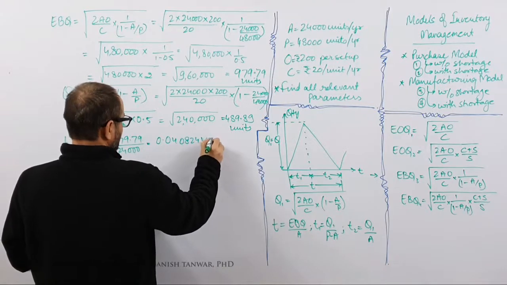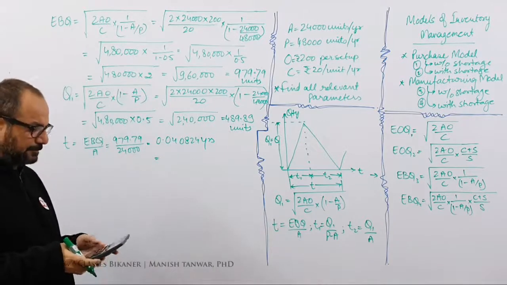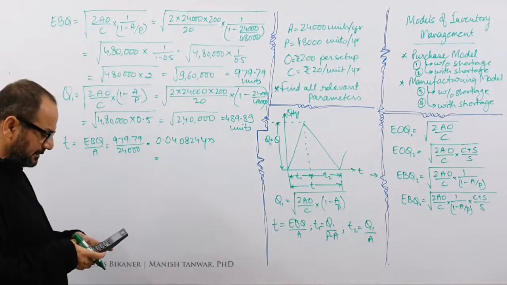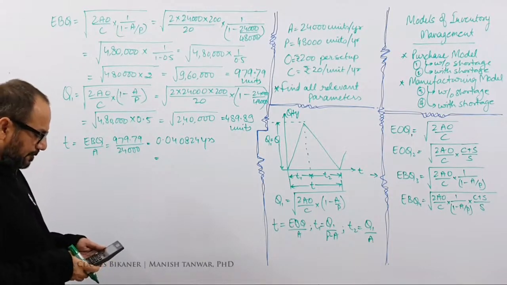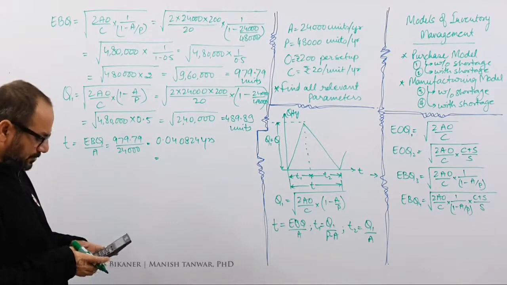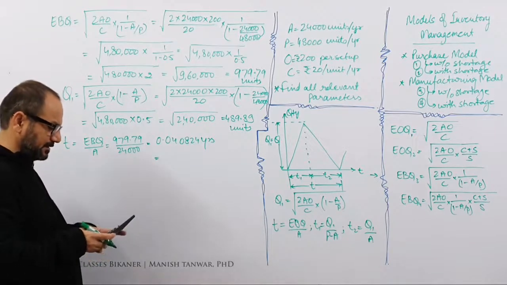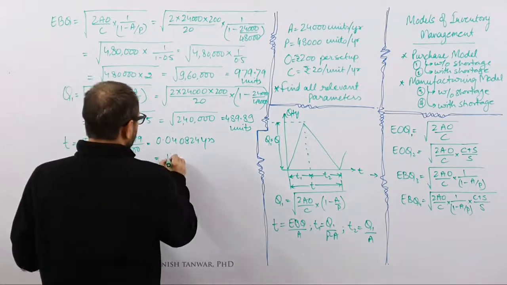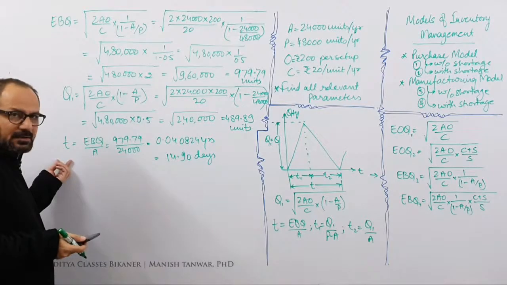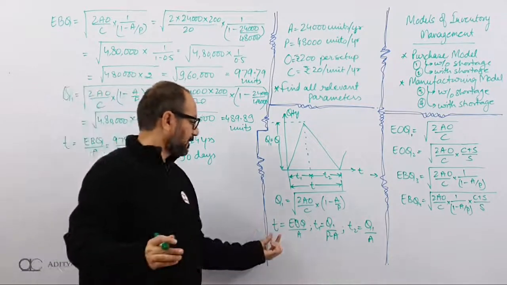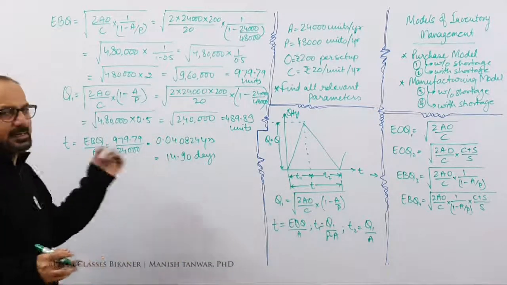Divided by 24,000 gives me 0.040824 years. Again, it is better you multiply it by 365 to get how many days. 0.040824 multiplied by 365 is 14.9 days. So, time between orders. If we wish, we can call it time between orders, or we can call it cycle time. Either way, it is 14.9 days.